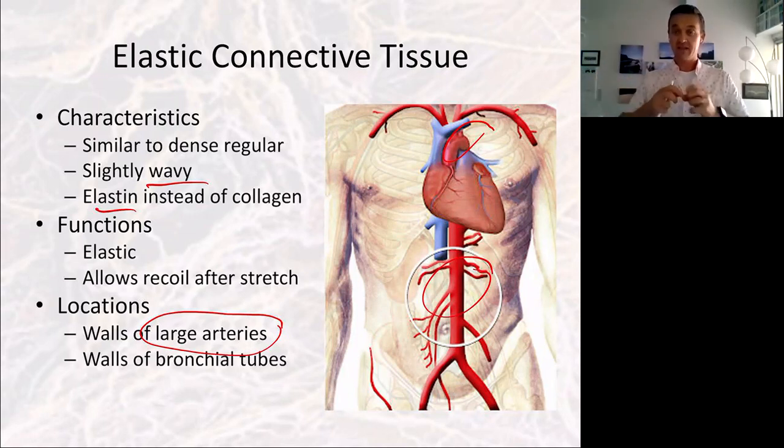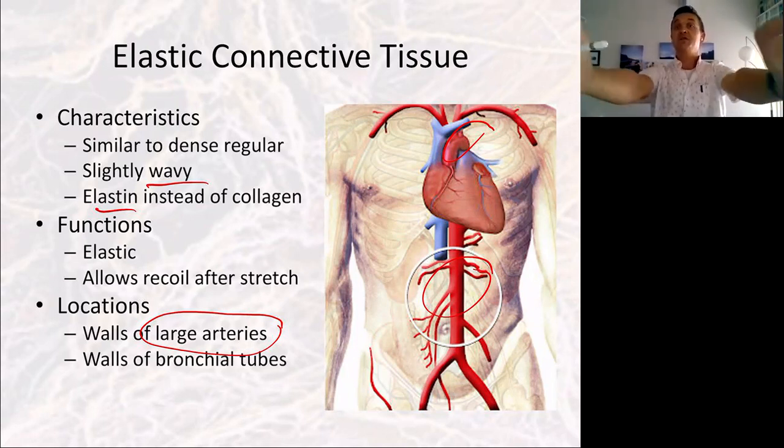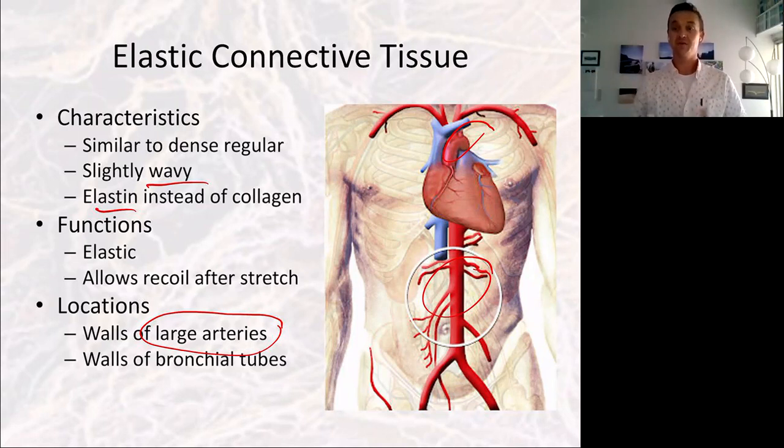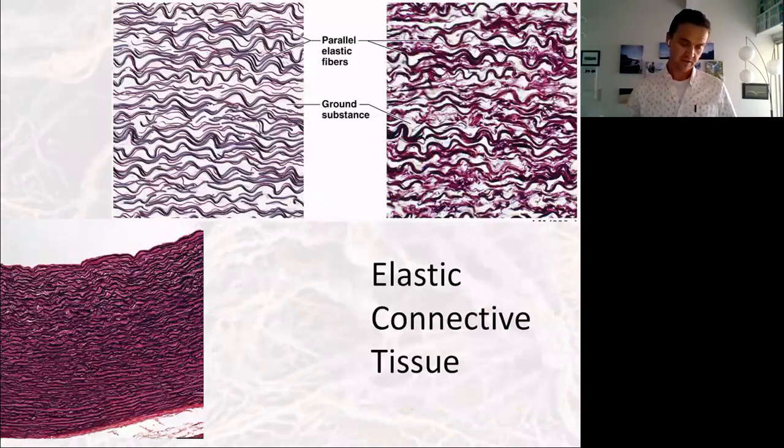The heart contracts, stretches out the aorta, and that pulse goes all the way through your whole vascular system, okay? All the way through the arterial side. And so that wall is stretched out, and then it bounces back and keeps the blood moving rapidly. Okay, we also have this in the walls of our bronchial tubes that need to stretch when we take a big deep breath. Okay, here's what it looks like. It's very dense, kind of looks like dense regular, but it's more wavy, and it typically has a darker look to it like this.